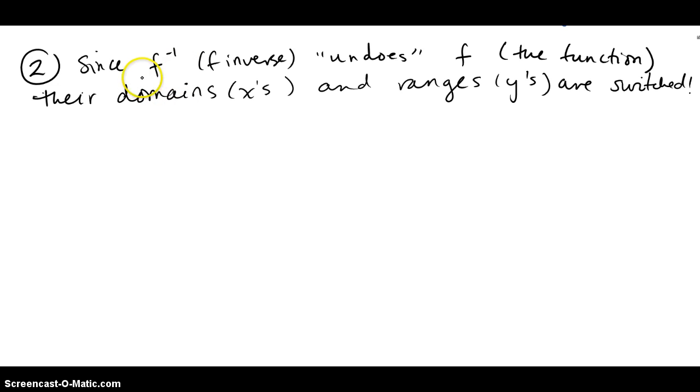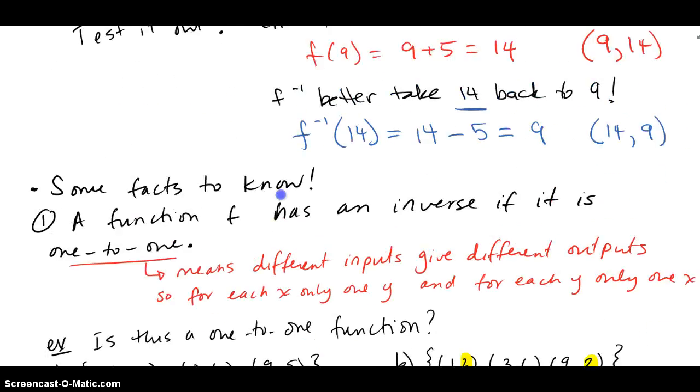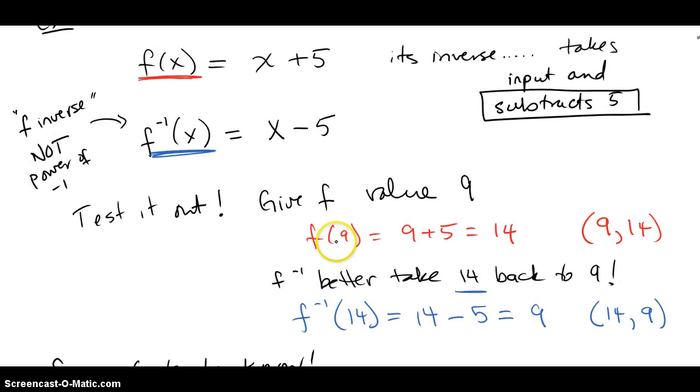Another important fact is since f inverse undoes f the function, their domains and ranges are always going to be switched. This is what I mean. Let's go back up over here. Remember how I gave the function 9 and it gave me 14, so 9 went to 14. But then when I gave the inverse, what we thought was the inverse, the 14, it landed it back at 9. So it took this ordered pair that came from f and it simply switched it. This was the ordered pair related to f, and this is the ordered pair related to f inverse. The x became a y and the y became an x.